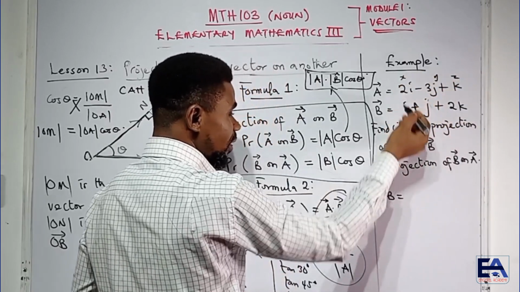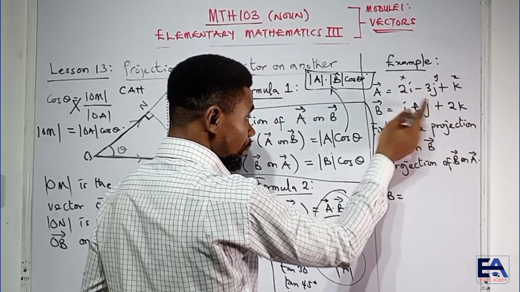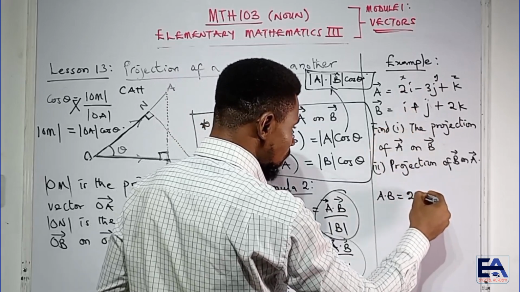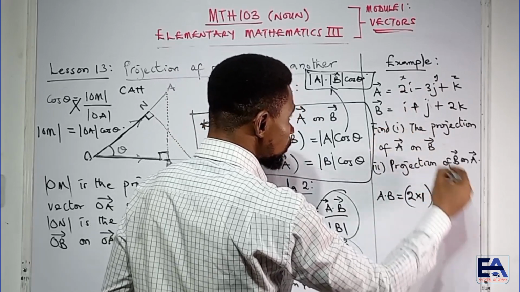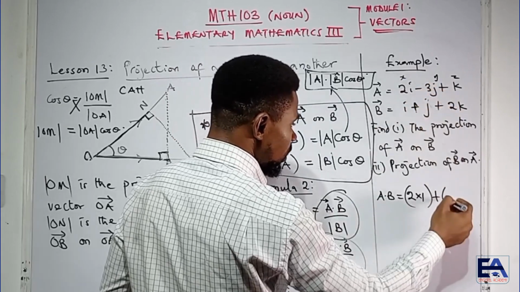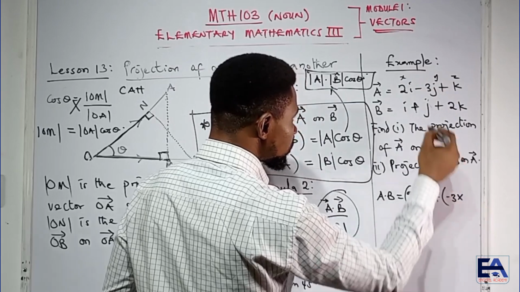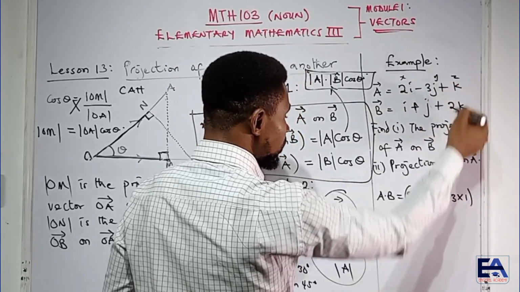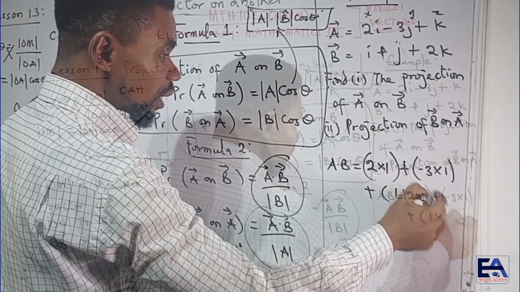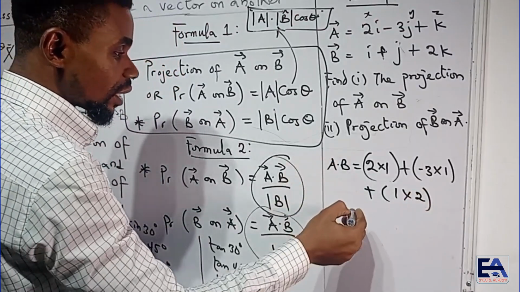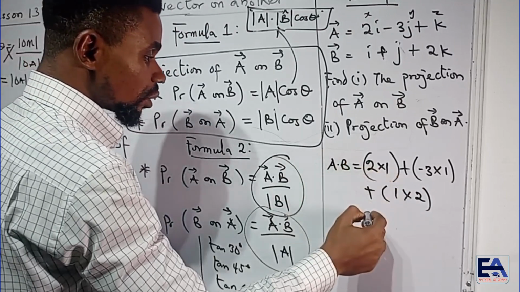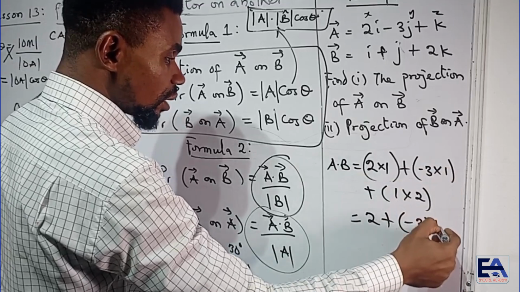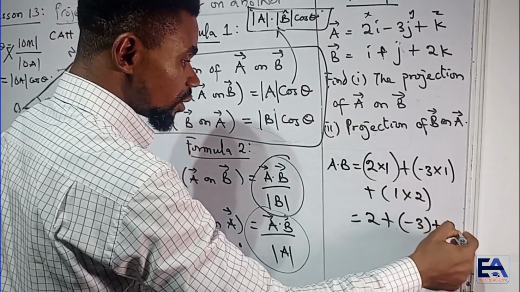So the X component here is 2, the X component here is 1 because there's an invisible 1 here since it's only i the root. So you just write 2 times 1, then plus the Y component here and here, you have minus 3 times 1, plus the Z component, which is what? 1 times 2. So at the end of the day, you have 2 times 1 is 2, plus minus 3 times 1 is minus 3, then plus we have 2 times 1 is 2.